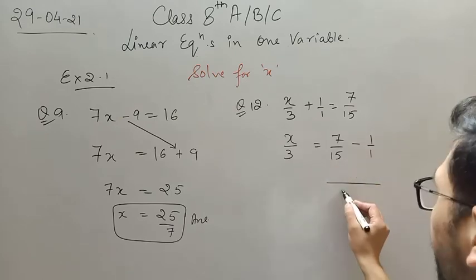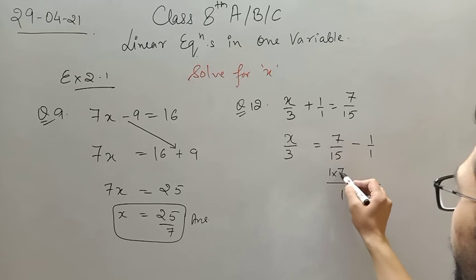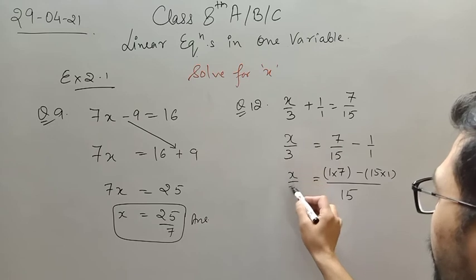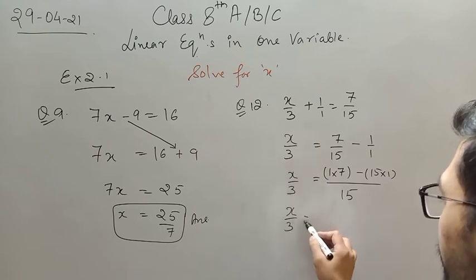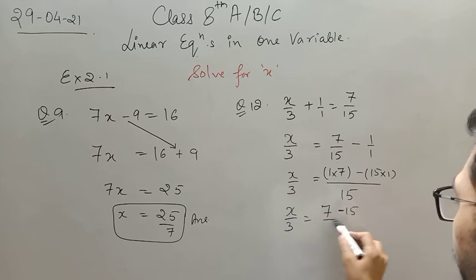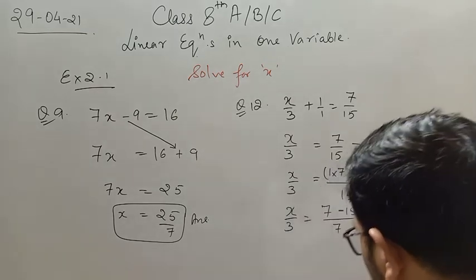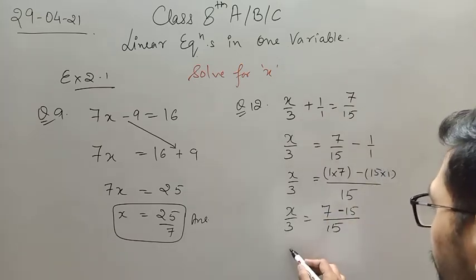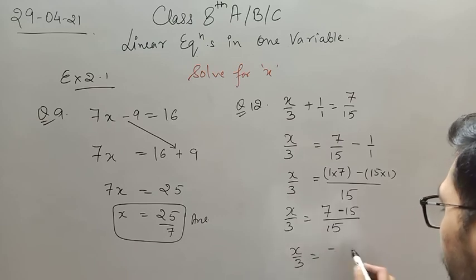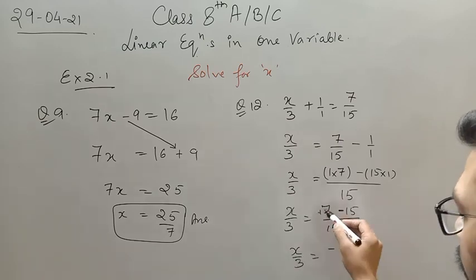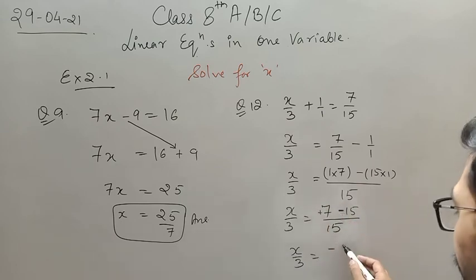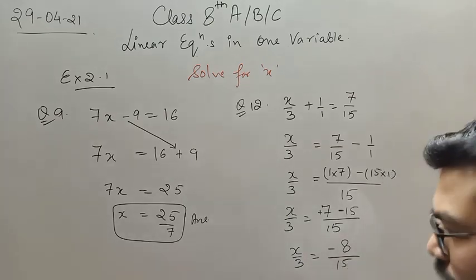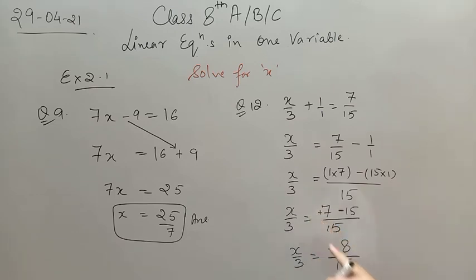LCM of 15 and 1 is equals to 15. 15 ones are 15 into numerator, 1 15s are 15 into numerator. So x upon 3 is equals to 7 minus 15 divided by 15. So x upon 3 is equals to minus, now this is plus 7, this is minus 15, which is equals to minus 8 upon 15. Any doubt? नहीं, minus 15 है, plus 7 है, what you will get? Minus 8.